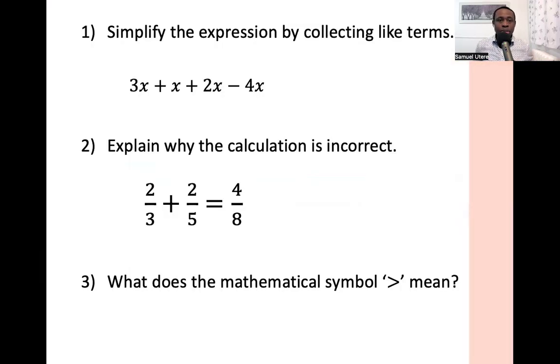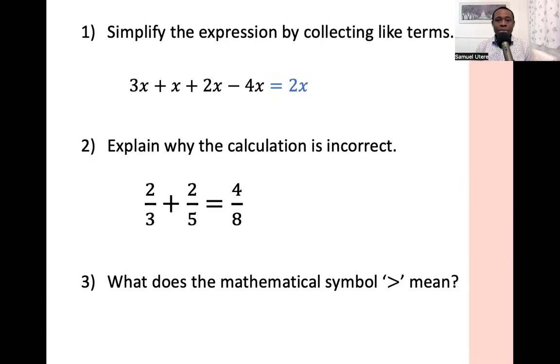Before we start, I would like you to pause the video and answer these retrieval practice questions in 3 minutes. Assuming you've paused the video and you've answered the questions, here are the answers. Let's discuss them. For this one, you were simply asked to simplify the expression by collecting like terms. So 3x add x will be 4x, add 2x will be 6x. 6x minus 4x will be 2x.